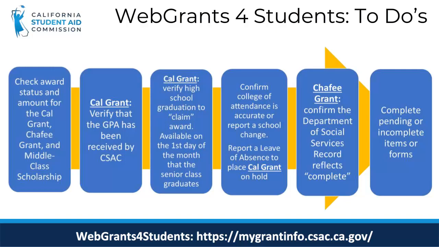Students can also put their Cal Grant on hold if they will not be using it by reporting a leave of absence on My Grant Info. And one really important aspect of the student portal is that it displays any pending requirements. It's crucial to award eligibility that students fulfill all requirements. Students will need to either confirm their college of attendance or report a school change. Finally, students should be proactive and check periodically for any pending requirements.